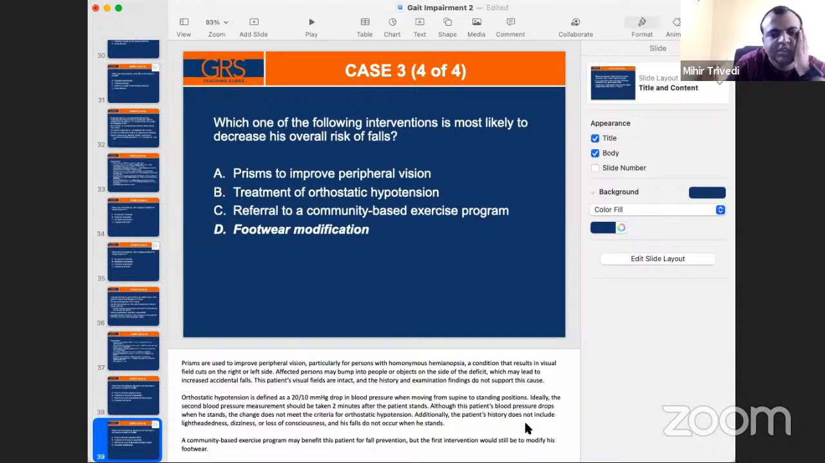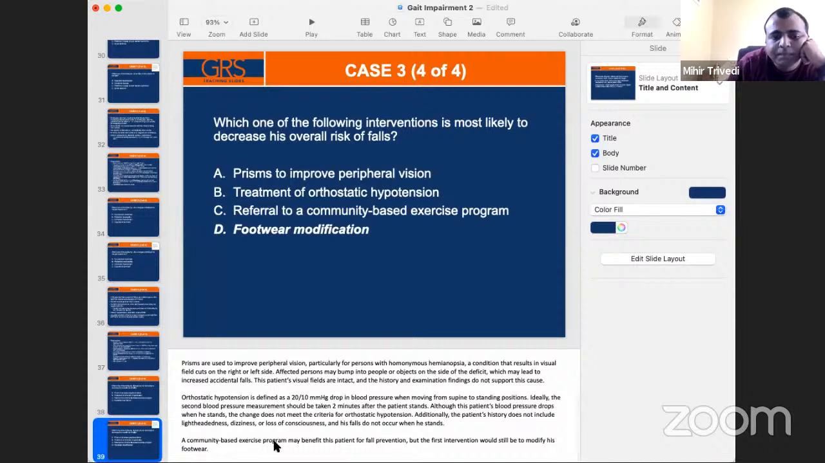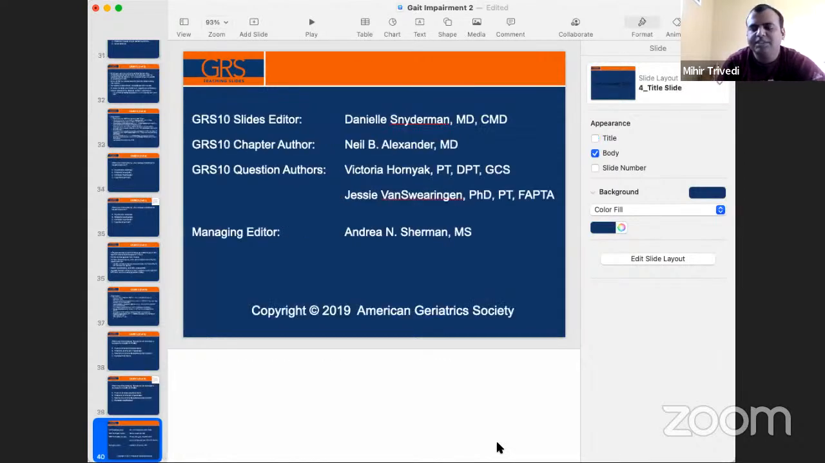Additionally, the patient's history does not include lightheadedness, dizziness, or loss of consciousness, and his falls do not occur when he stands. So a community-based exercise program may benefit this patient for fall prevention, but the first intervention would still be to modify his footwear. Any questions?